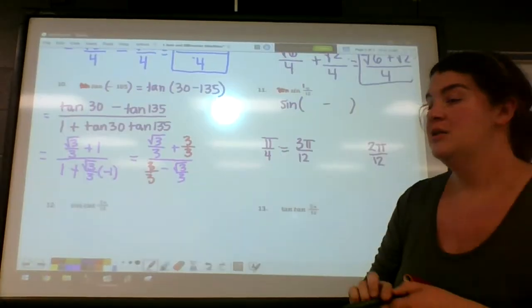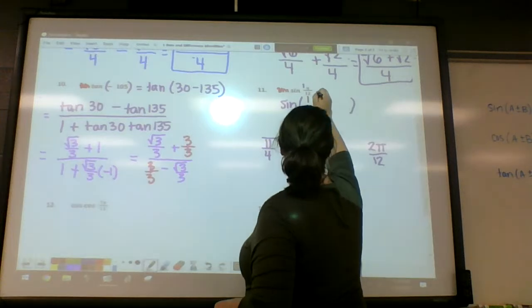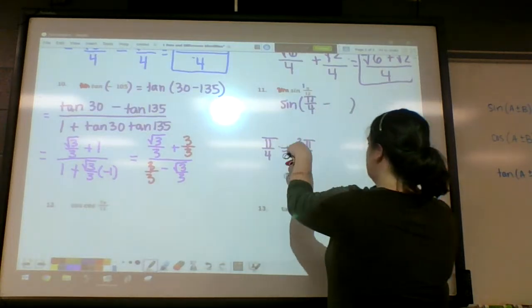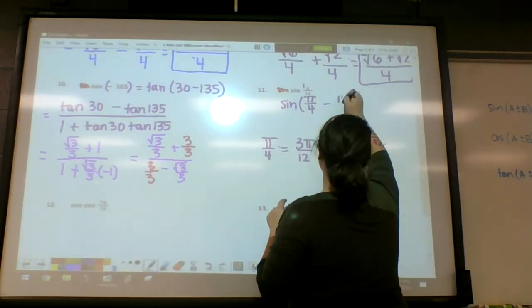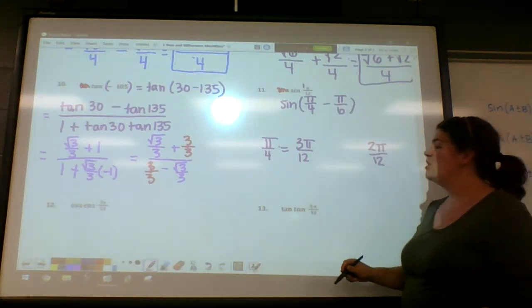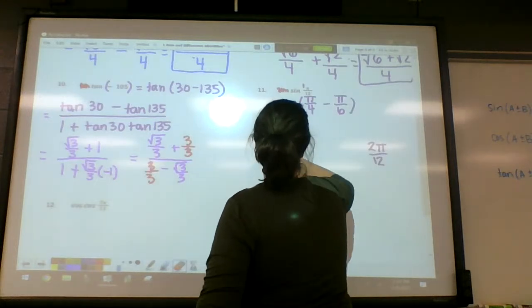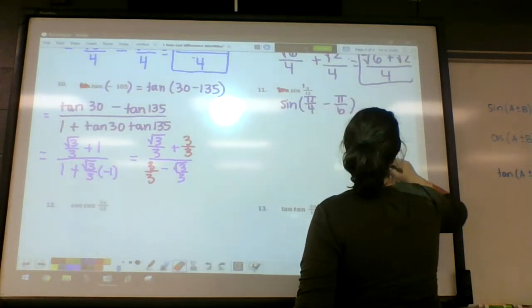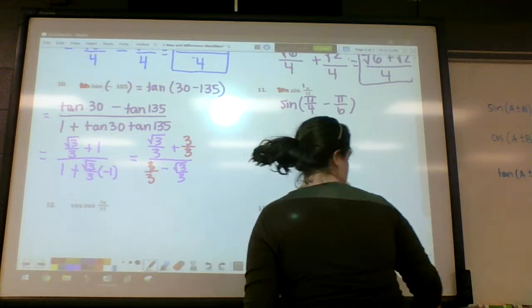All right, so what you're going to want to use, right, is pi over 4, this one, subtracted this one, and we said that simplified was pi over 6. All right. So you all finish, now that we know the radian angles, finish away and see if we'll get the same answer at the end.